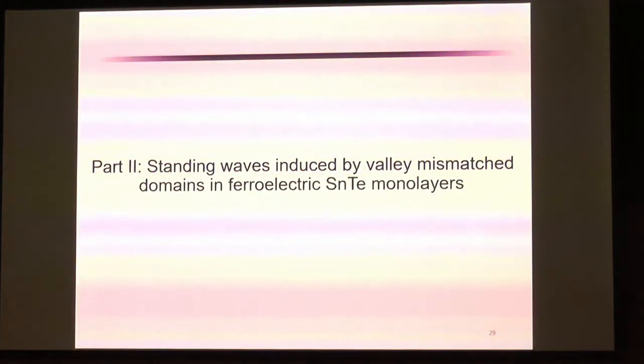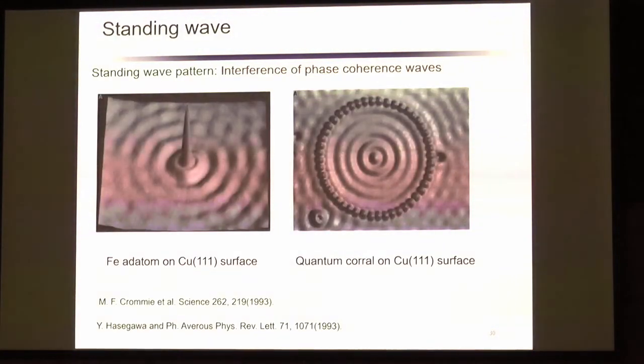The second part, I will go through very quickly. We find, very interestingly, that the domain wall of this system can confine electrons. Standing waves are something everyone is very familiar with. Here is a typical example: an impurity on the copper (111) surface can form standing waves. And here is a quantum corral.